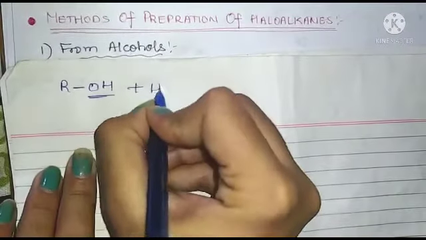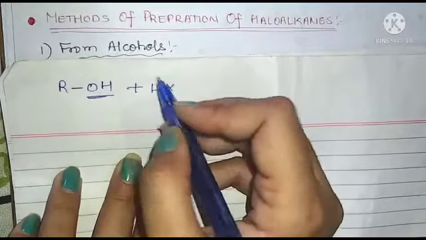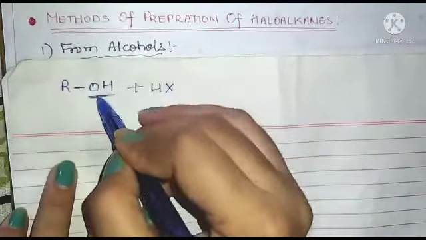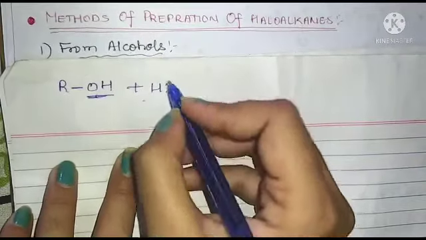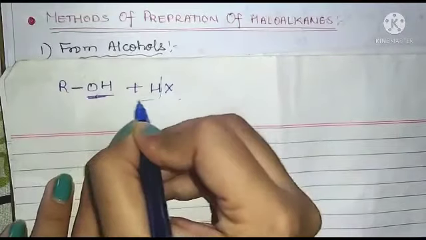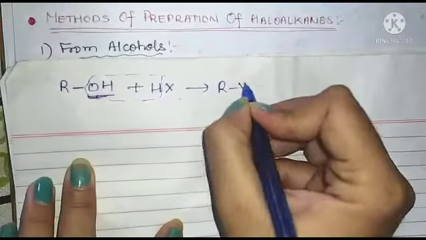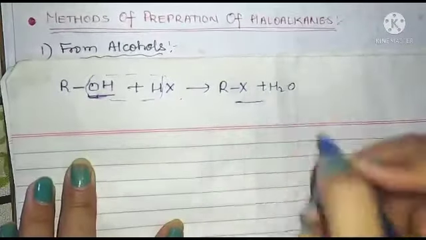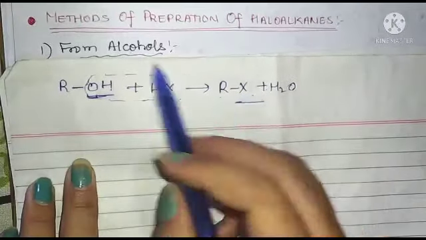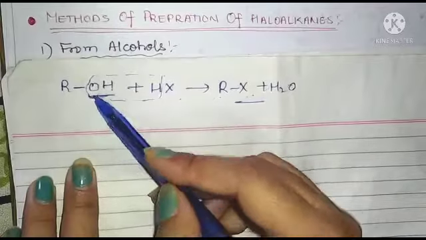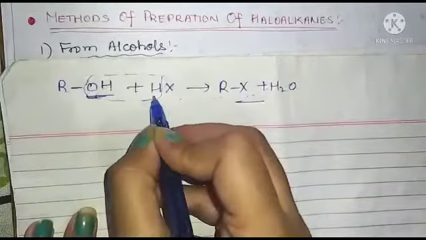So if I am taking HX here, what is HX? It is a halogen acid. Haloalkanes are formed from alcohol by the action of halogen acids. Now what does this halogen acid do? Water is removed from here and the R-X bond is formed. This is how RX, the haloalkane, is formed with the help of alcohol. Now you can take different examples, like if I'm taking HCl.